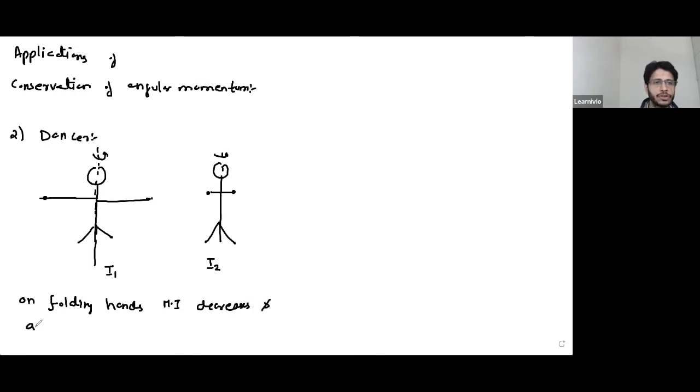And angular velocity increases. So it will start rotating at a faster pace. As soon as the dancer folds his hands, his moment of inertia decreases and his angular velocity will increase. So this is the case of the dancer.